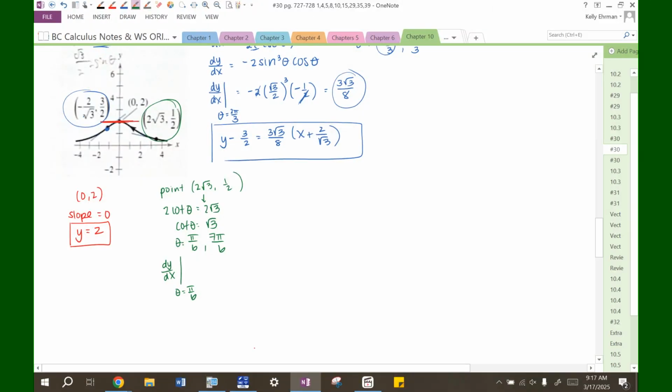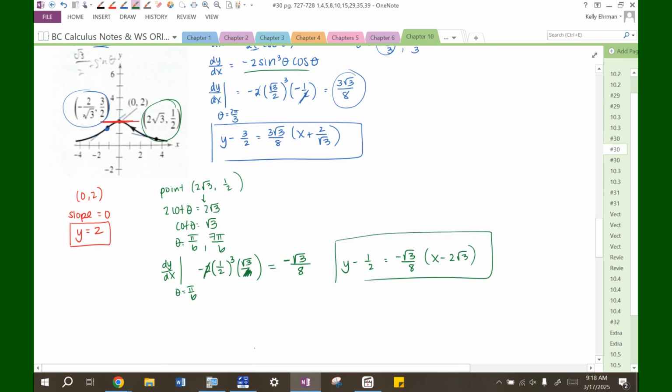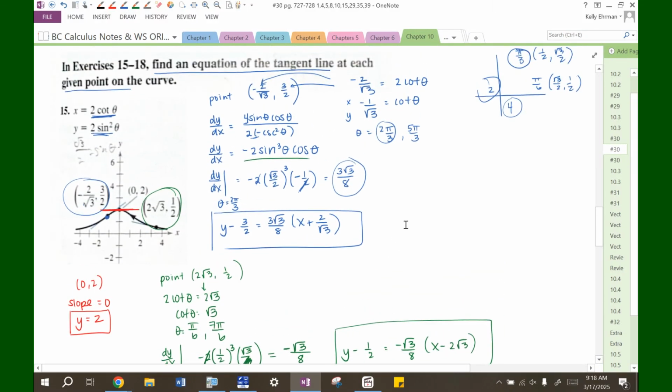All right, so back to dy dx. That was here. -2 times sine cubed. Sine of pi over 6 is 1/2 to the third. Cosine is radical 3 over 2. Even if I were in quadrant 3, these would both be negative, so I'm going to get the same sign anyway. All right, so this 2 can cancel with this one. There's still a negative. There's a radical 3. 1/2 cubed is 1/8, so there's that slope. And the equation would be y minus 1/2 equals the slope times x minus 2 radical 3. All right, so that was a long problem.